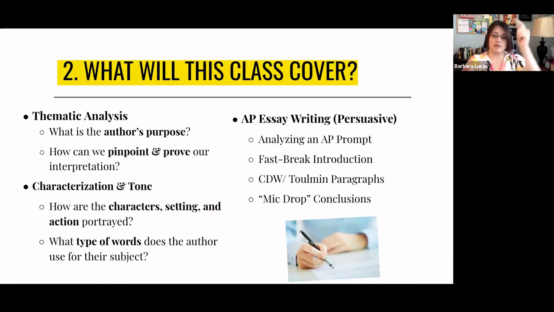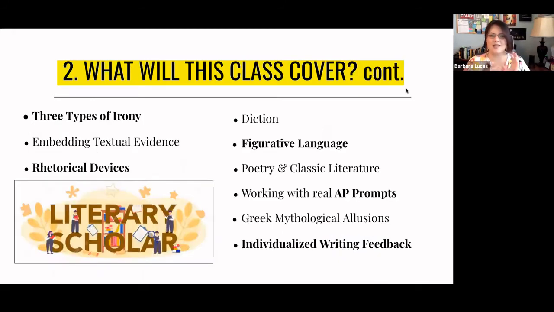There are certain ways to do that in your intro and in your conclusion that we as College Board readers are taught to look for, and I'm going to turn around and teach my students how to do. So again, these are the 3 units: thematic analysis, theme, moral of the story; characterization, how does the author characterize things; and then finally the essay writing. Along with all of these, we'll be sprinkling in lots of other skills and information, including the 3 types of irony, embedding textual evidence, rhetorical devices, diction, figurative language, poetry, and classical literature.